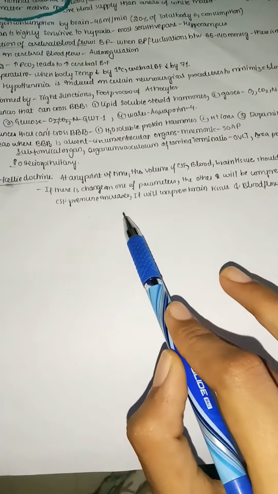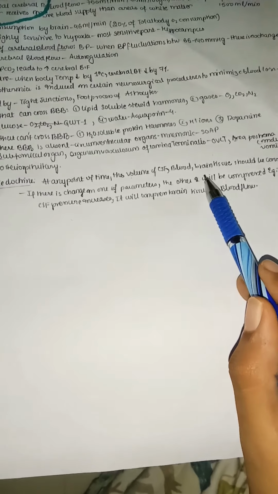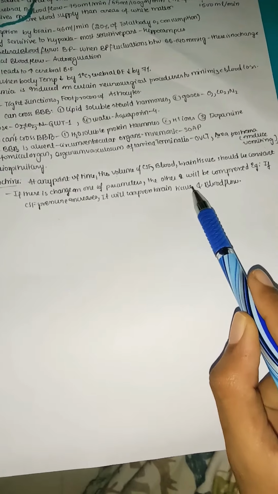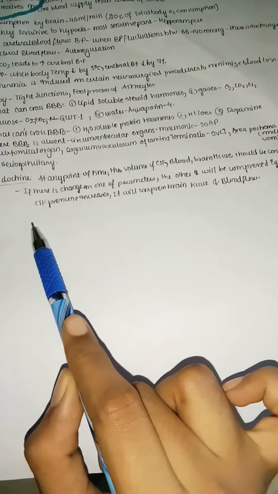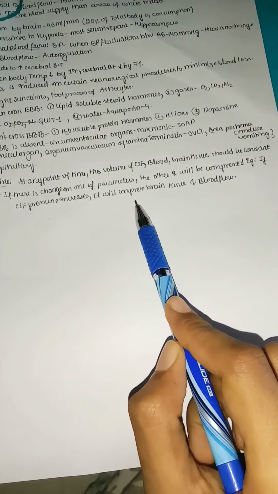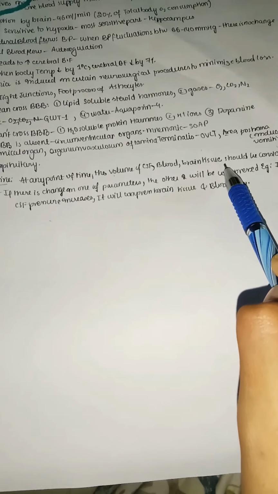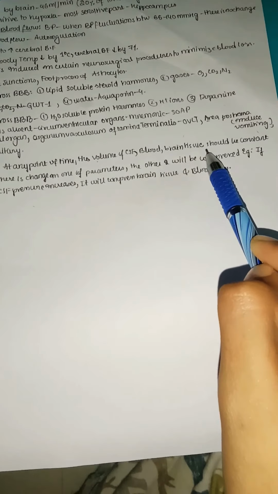Next, let us see the Monro-Kellie doctrine. So what is this? At any point of time, the volume of CSF, blood, and brain tissue should be constant. Always the volume is constant. If there is any change in one of the parameters, then the other 2 will be compressed. So for example, if the CSF pressure increases, then it will compress the tissue and also the blood flow. So if there is any change in any one of them, it will lead to compression of the others, and of course, it will lead to a drop in blood flow.